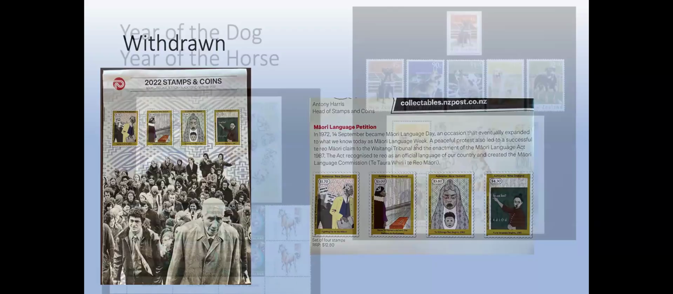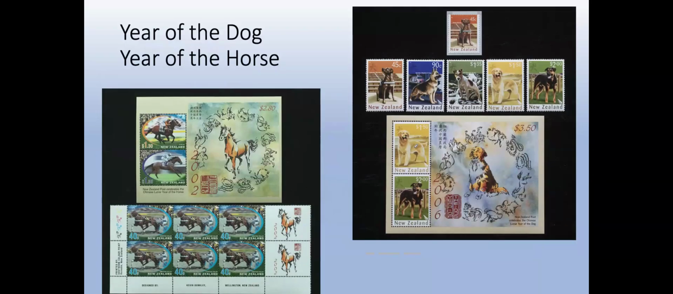Just an interesting sidebar. Year of the Dog, Year of the Horse. Year of the Dog, 2008, were New Zealand's first Lunar New Year stamps, and they continue to today. So Lunar New Year, year of the whatever animal is applicable to the year.